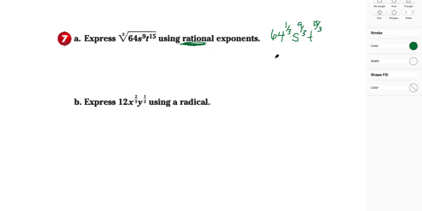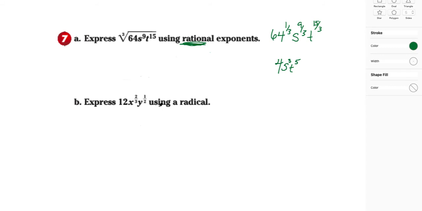I'm going to simplify it. The 3rd root of 64 is going to be 4, because 4 times 4 is 16, times another 4 is 64. So the 3rd root of 64 is 4. S to the 9/3 is really just going to be s to the 3rd. And t to the 15/3 is going to be t to the 5th power.